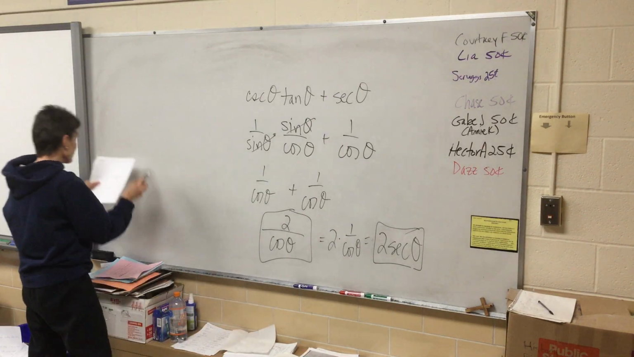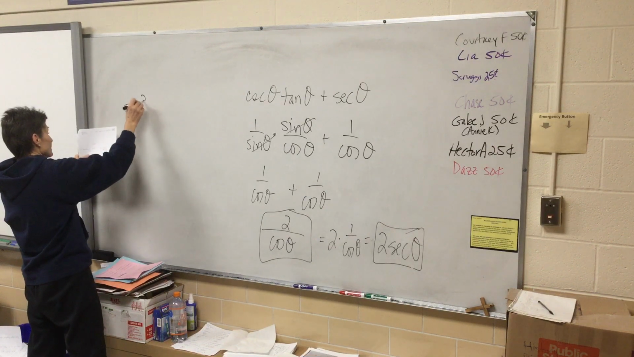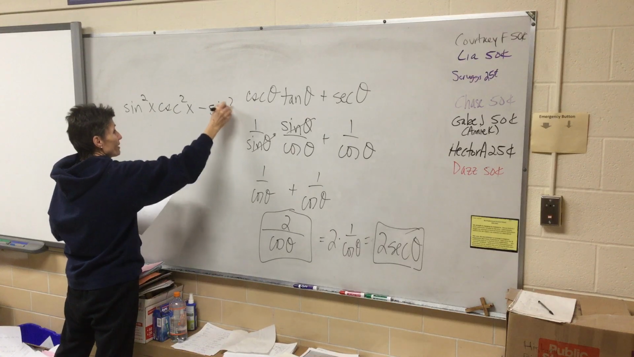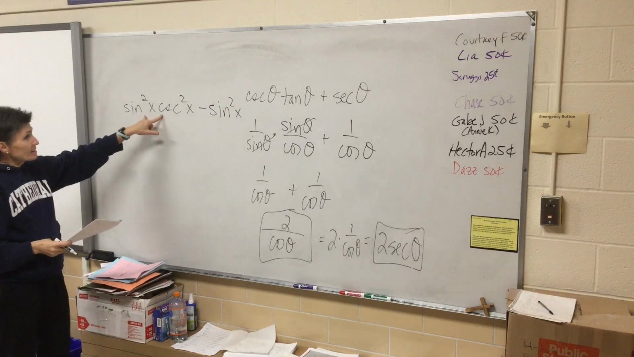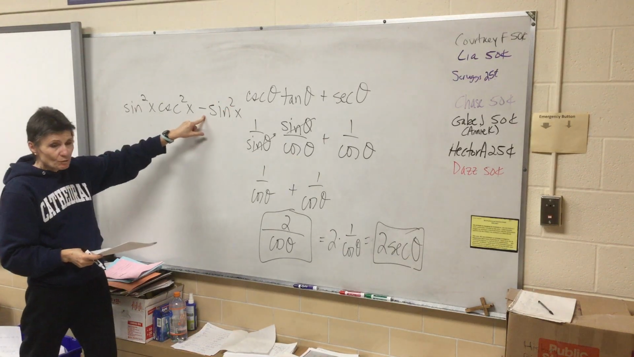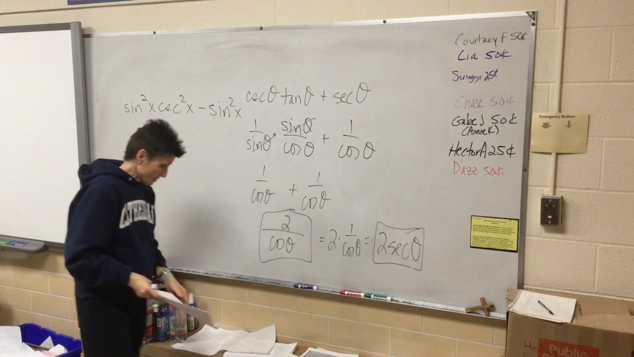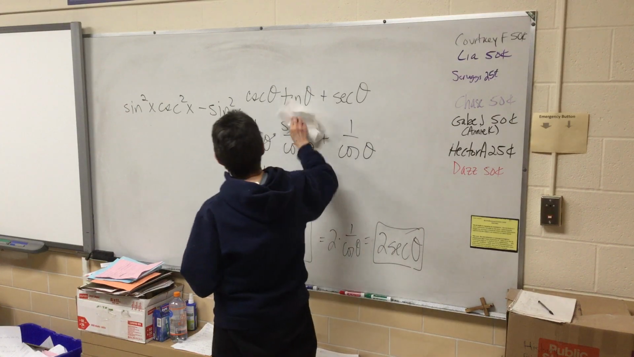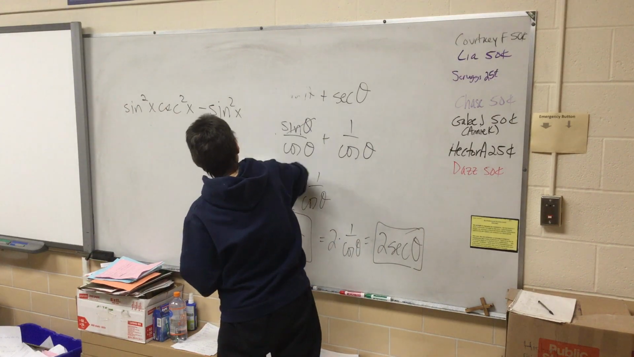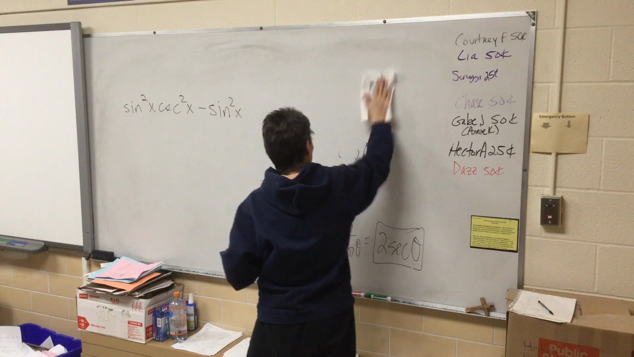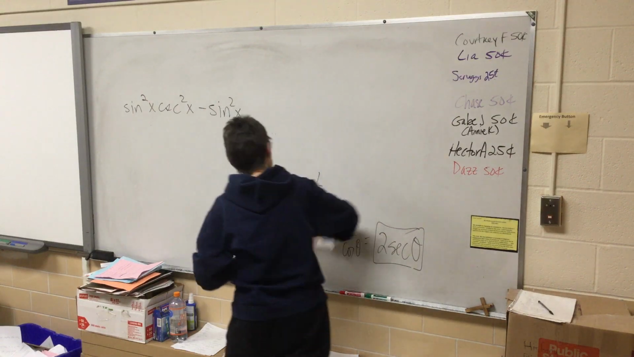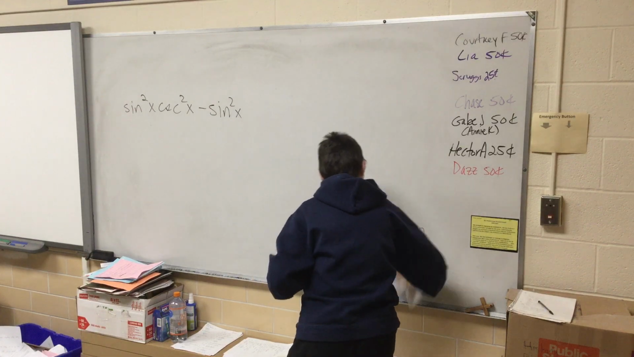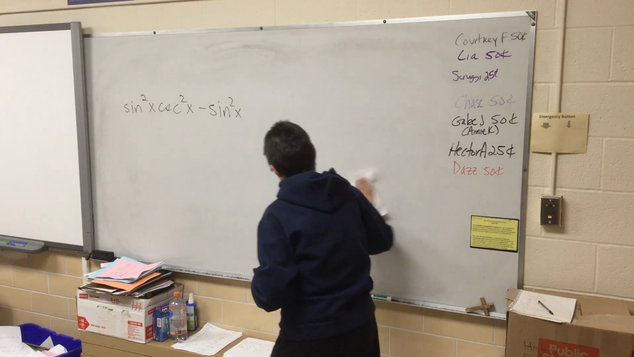All right, let's look at the next one. Sine squared cosecant squared minus sine squared. All right, this is another one. This is a multiply, that's a subtract. So I can't do it all at once because of the subtraction in there. All right, what do you suggest? Anybody see anything at all we could do to start trying to simplify this?